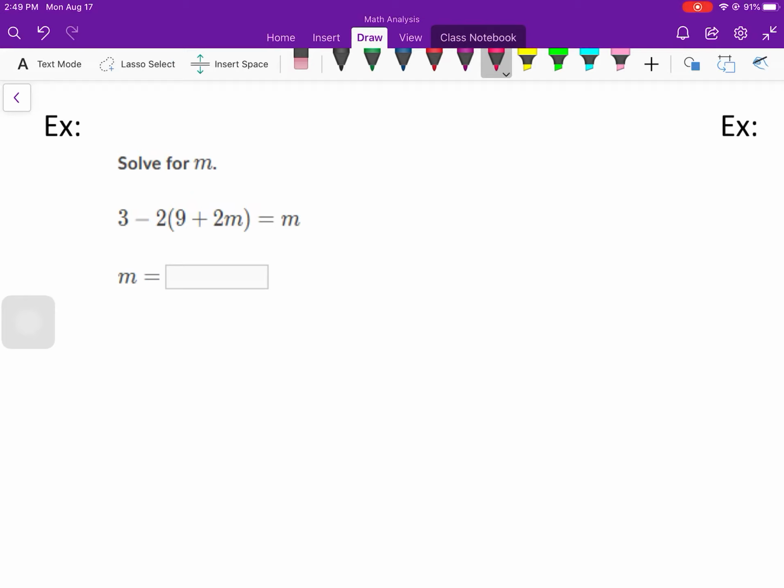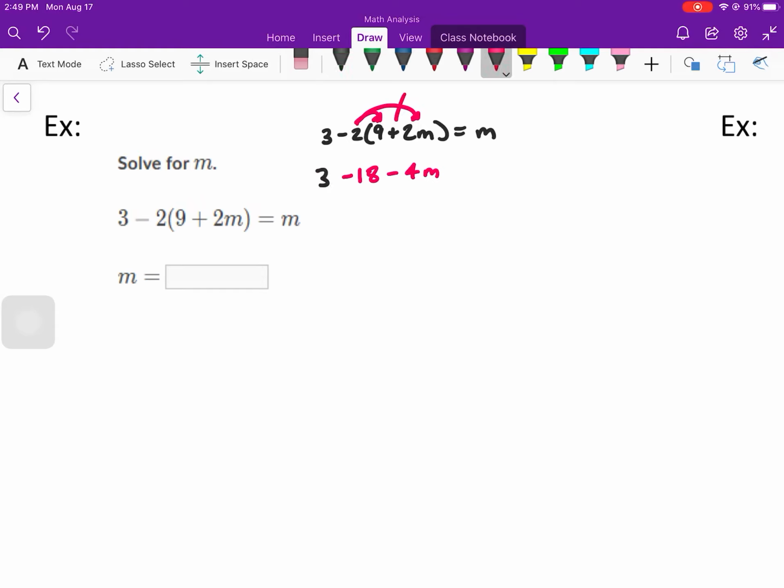So let's start by distributing. Well, let me rewrite it first. So I'm going to start by distributing the negative 2. So this goes over a couple things, shows us that we're distributing a negative. So that's going to be negative 18. Then negative 2 times negative 2 is a negative 4m. Remember, 2 negatives make a positive.